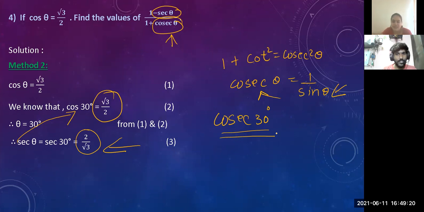Two. Yes, 2. How did you find that out? Because the sine is 1 upon 2, so cosec is 2 upon 1, which is 2. Correct. That's the exact way. So cosec 30 is 2.